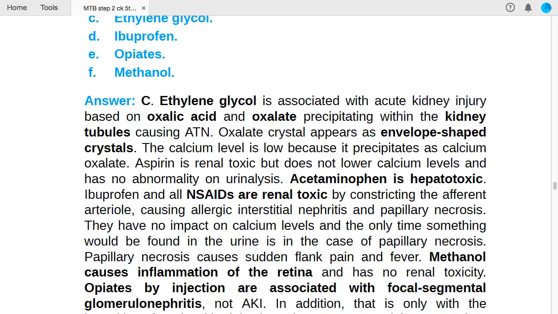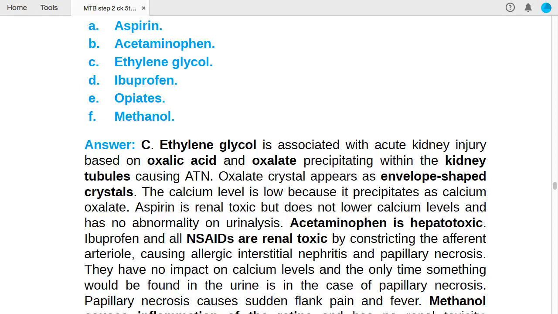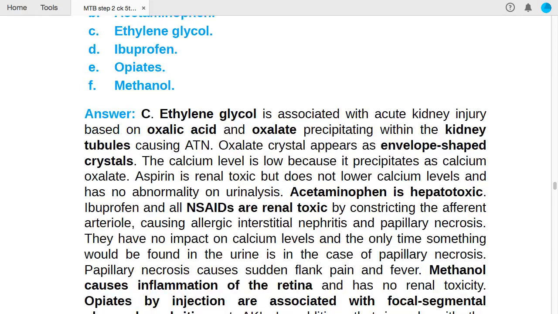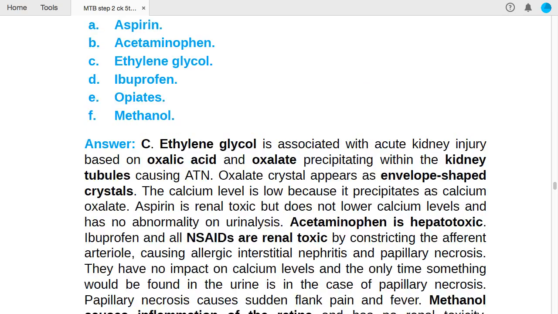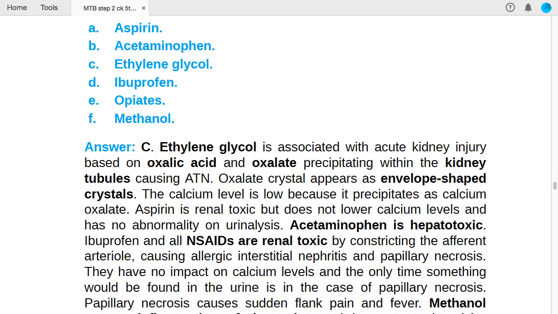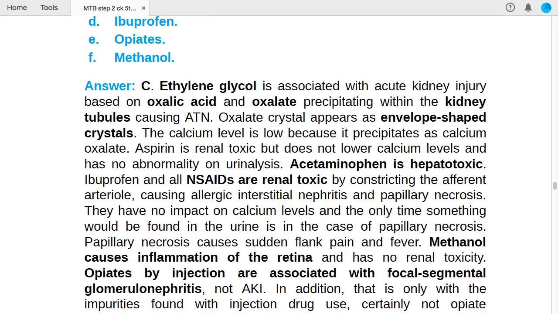They have no impact on calcium levels, and the only time something would be found in the urine is in the case of papillary necrosis. But papillary necrosis causes sudden flank pain and fever. Methanol causes inflammation of the retina and has no renal toxicity. So the methanol option, option F, is also here, but we are not going to choose it. Why? Because methanol is not associated with renal toxicity. It is associated with retinal inflammation.